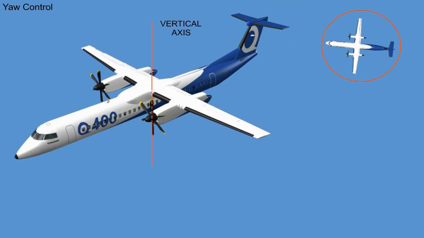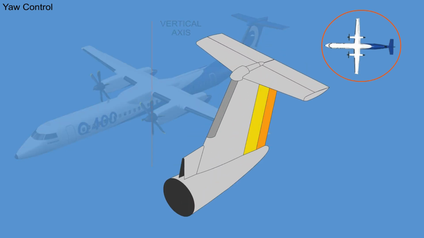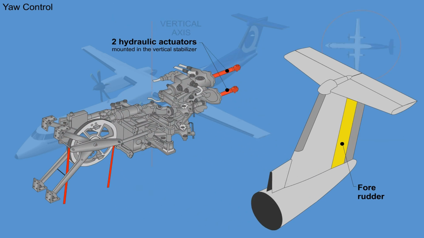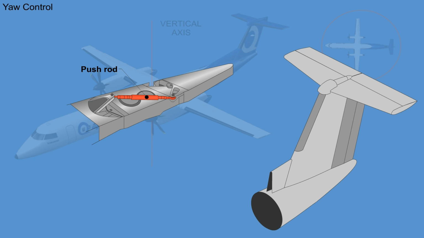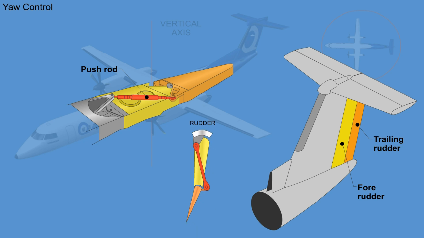Directional control for the aircraft is achieved using a 2-piece rudder. The sections are designated as fore-rudder and trailing rudder. The fore-rudder is actuated by 2 hydraulic actuators mounted in the vertical stabilizer. Push rods from the fore-rudder transmit the movement to the trailing rudder. The push rods are geometrically arranged so that the movement of the fore-rudder is copied by the trailing rudder.